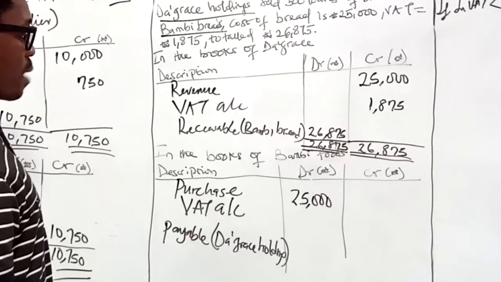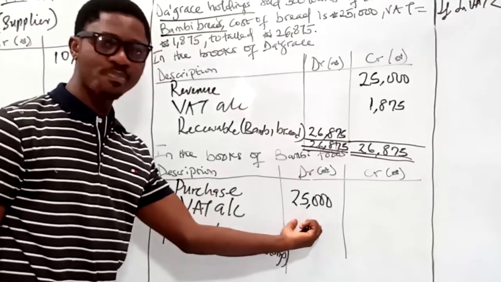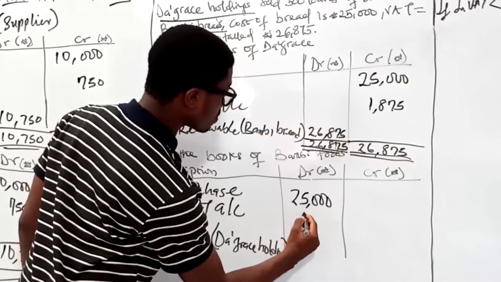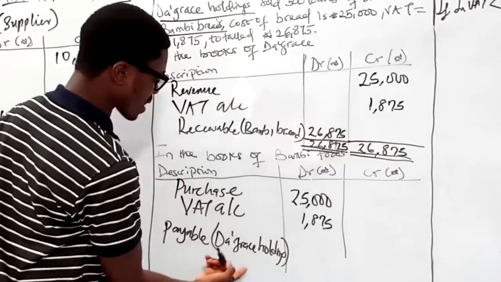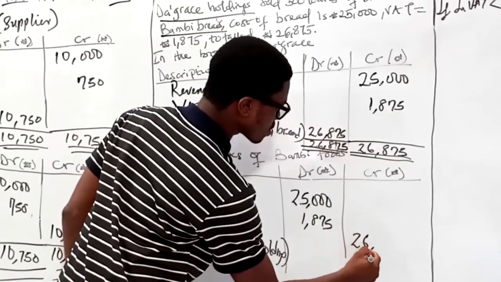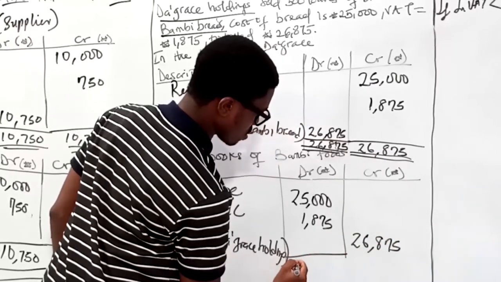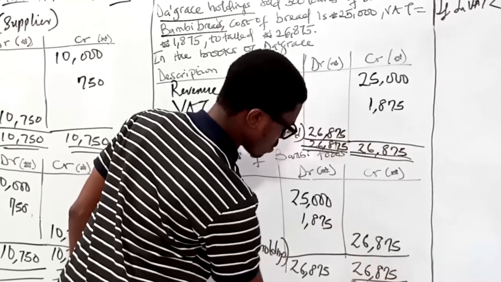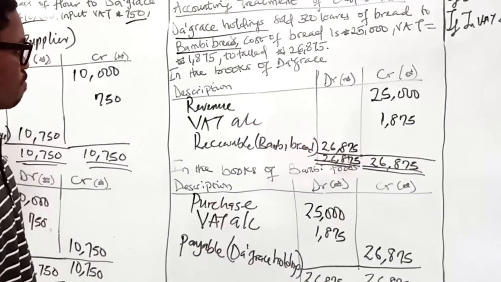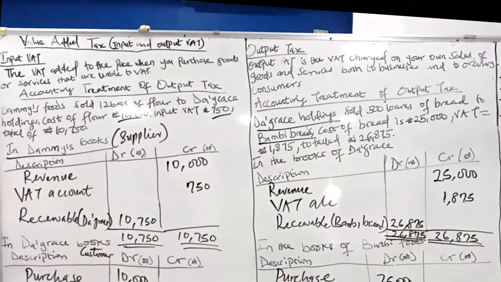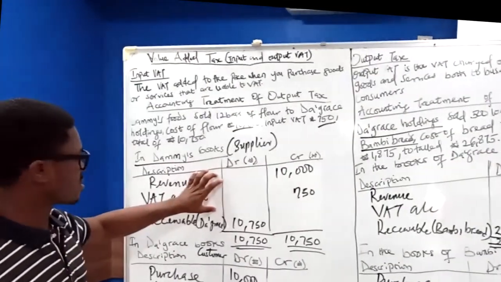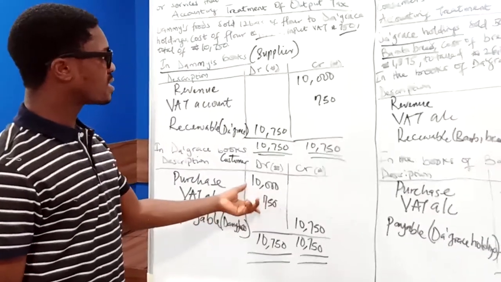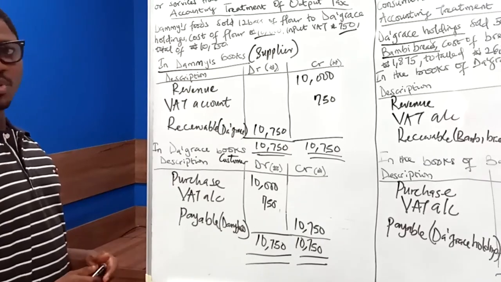Bambi's VAT account will be debited, because it is assumed that it is an input VAT to Bambi, while it is an output VAT to that Grace. While the payable, the total payable by Bambi to that Grace is what? To note just a little, going back to what we did here, this is an output VAT to Danny's Foods, this is an input VAT to that Grace Holding. So now we go to the comprehensive scenario of input and output VAT.